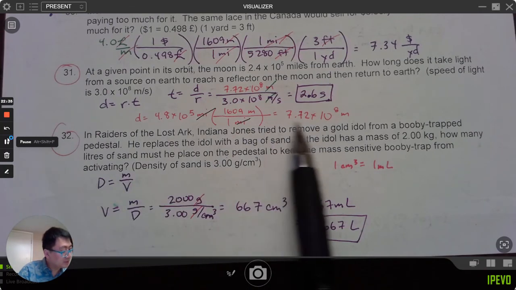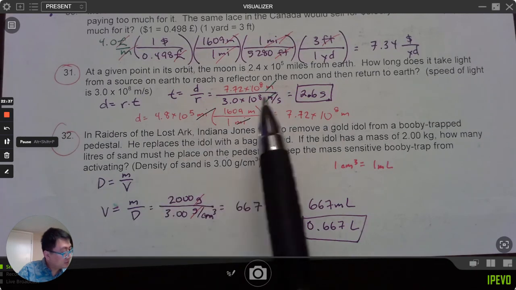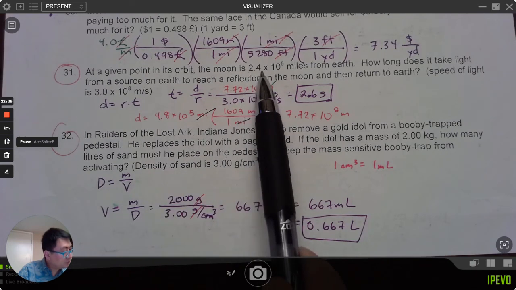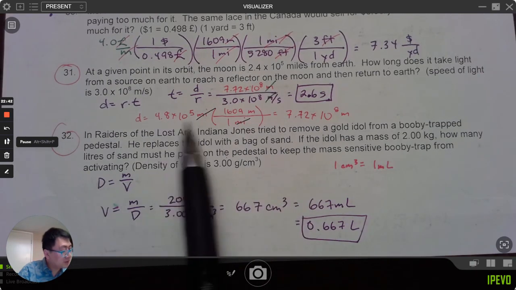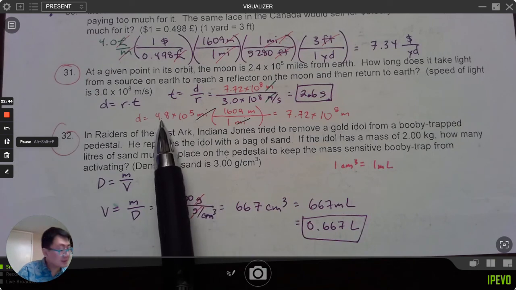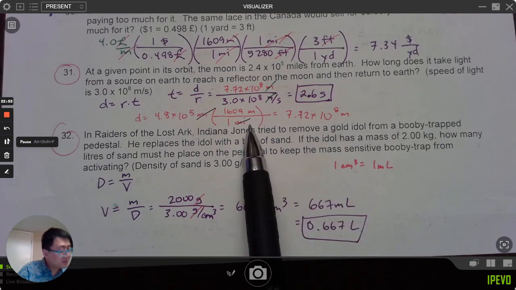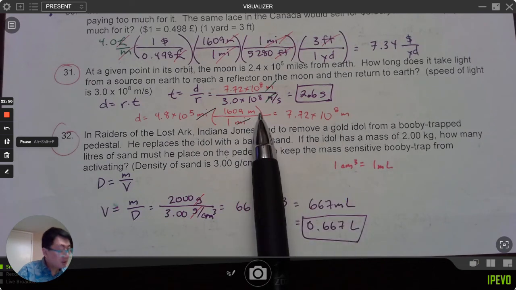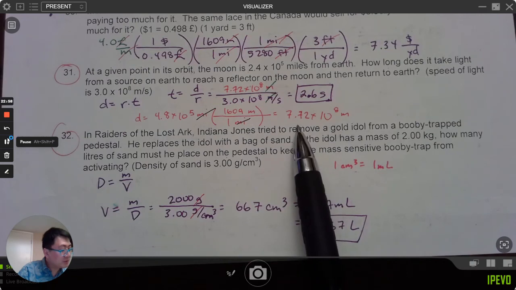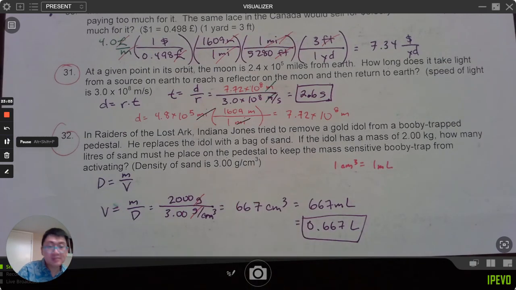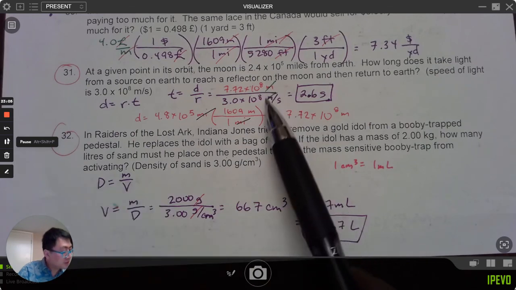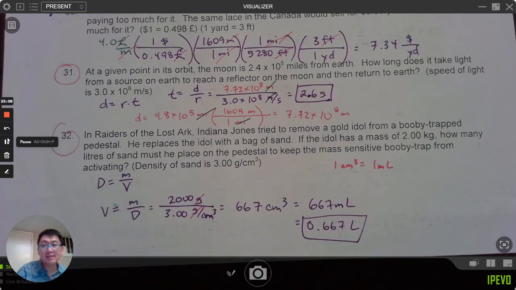That's what here in the red is. The distance is 2 times 2.4 times 10 to the 5th, or 4.8 times 10 to the 5th miles. Remember, it's round trip, so you have to double the distance. But that's in miles, and notice the rate was in meters. So I changed my miles into meters. 1 mile is 1609 meters. Miles and miles cancel. I get 7.72 times 10 to the 8th meters. So now meters and meters cancel, and I got 2.6 seconds.